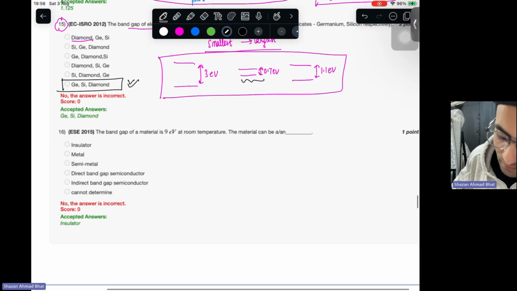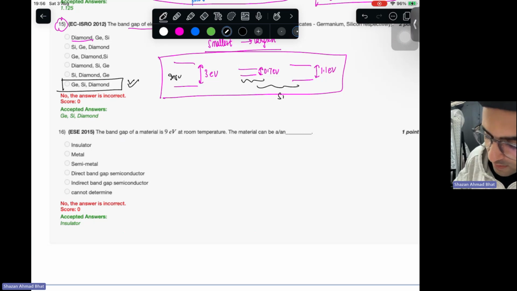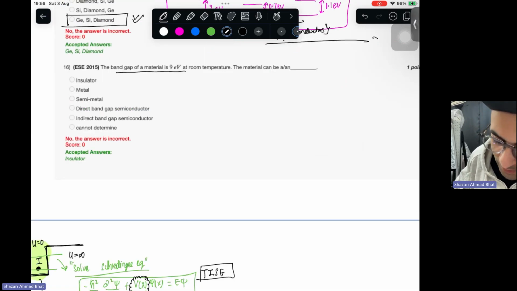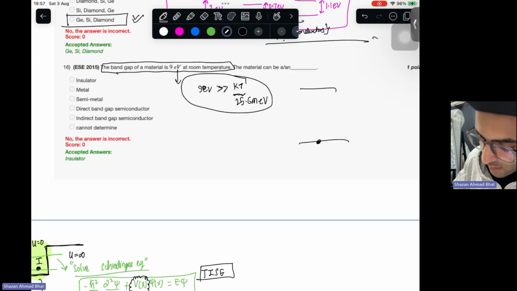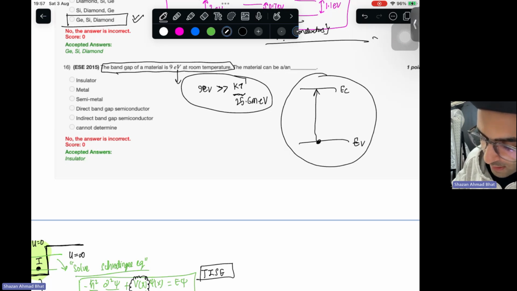That's why this acts mostly as an insulator. These two are kind of semiconductors. Now the band gap of a material is 9 electron volts at room temperature. And you know the 9 electron volts is much greater than the kT, which is basically 25.6 milli electron volt. If you have some energy which is much greater than the kT, where the electron is not able to go from this level to the conduction band, then this particular system is going to act like an insulator.